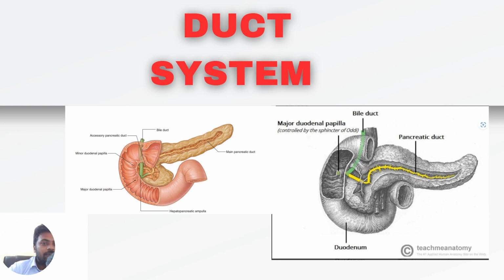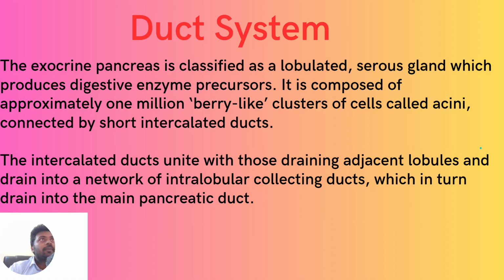Duct system: the exocrine pancreas secretes many enzymes, so there are many ducts present in the pancreas. You can see here the ducts of the pancreas. It is composed of approximately 1 million berry-like clusters of cells called acini, connected by short intercalated ducts.